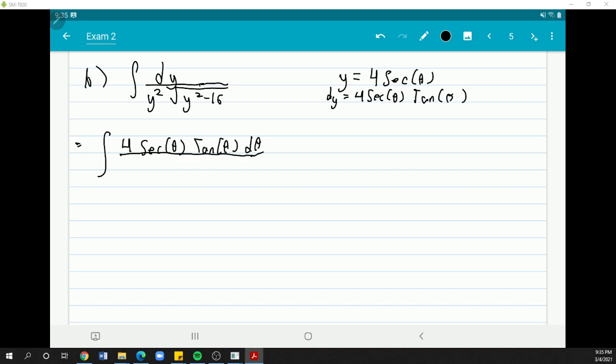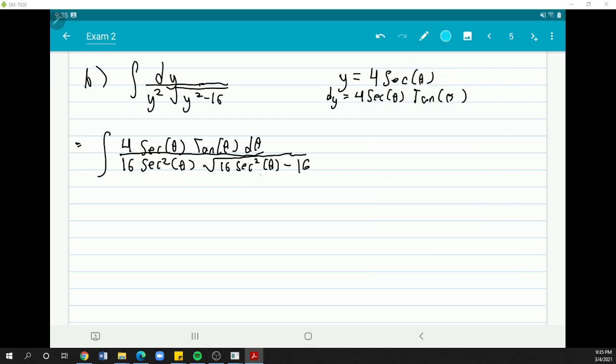D theta. And then y squared is going to be 16 secant squared theta times square root 16 secant squared theta minus 1. Again, the whole reason, minus 16.